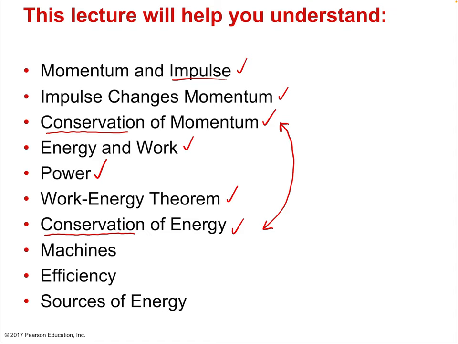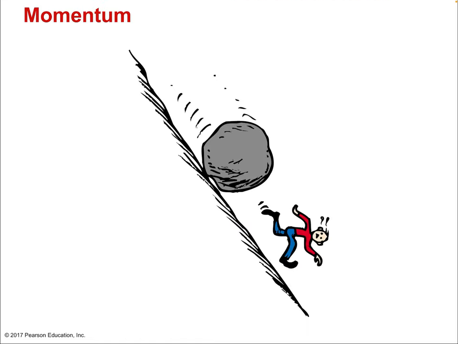And then we'll finish up this lecture talking about machines, which are all about work in and work out, how much energy you put in, how much energy you get out. Efficiency, also that consideration of energy in and energy out. And then finally, a qualitative discussion about the sources of energy. Where does energy come from? Well, it comes from the sun or from nuclear power. So that's an idea, that energy in the broad sense, not just these strict definitions, comes from places. Okay. So starting with momentum, the first of our two conserved quantities.